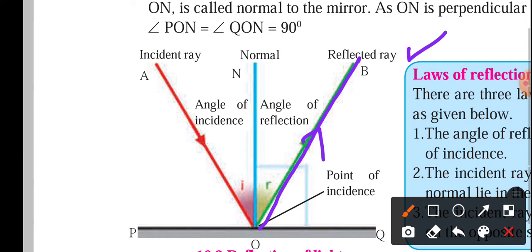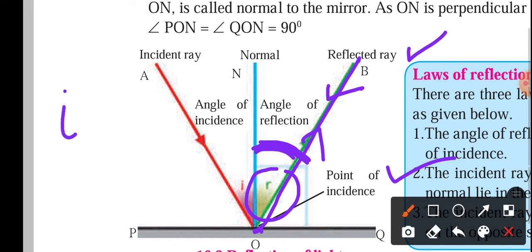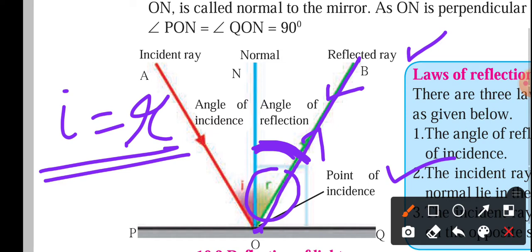And same way, like angle of incidence, here also the angle between the reflected ray and the normal is called the angle of reflection, and it is represented by the small letter r. And the point where the light is falling is called the point of incidence. So this is about the concept of reflection of light. And in these cases, we have i is equal to r. Angle of incidence is equal to angle of reflection.